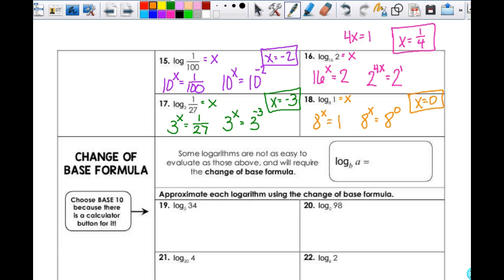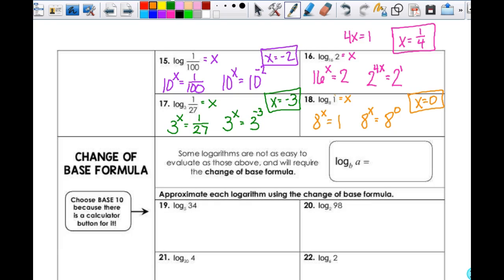So the log of any base of 1 is going to be 0 every time, because when you rewrite it as an exponential, whatever that base is to the 0 power is going to give you 1 every single time. Okay, that's going to be one of our properties that we look at in a minute. Everybody good so far? All right, so then we have the change of base formula, because not all of them can be rewritten like this.